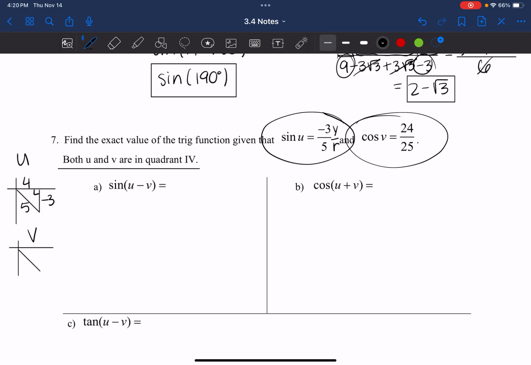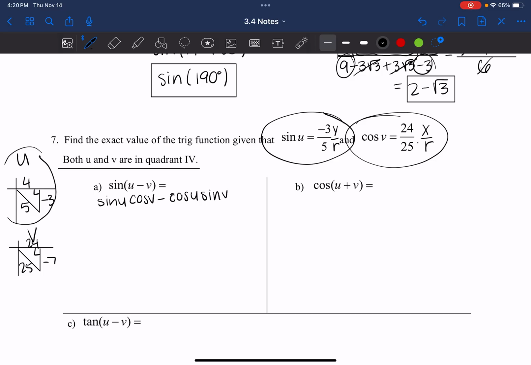And for v, we are told that we have cosine. So this is x over r. So x must be 24, r must be 25, so this side must be 7, and we know in quadrant 4 it's a negative 7. All right, so here it asks for sine of u minus v, so this would be sine of u cosine v minus cosine of u sine of v.